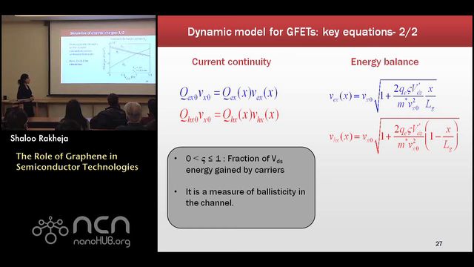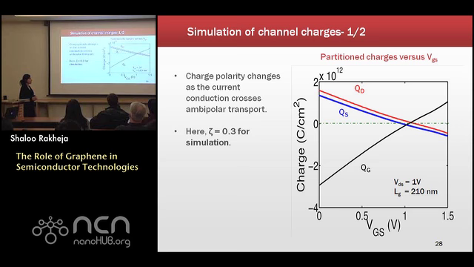I'll show you some simulation results of charges versus the gate to source voltage for these devices. This was done for a 210 nanometer device. The drain to source voltage was fixed at 1 volt. And you can clearly see that the charges change their polarity as the transport changes from one carrier type to another carrier type. And that's what I've been emphasizing: graphene is ambipolar. It can have either electrons or holes depending on the voltage regime that you're trying to operate. And the ballisticity parameter was fixed at 30% in these devices.